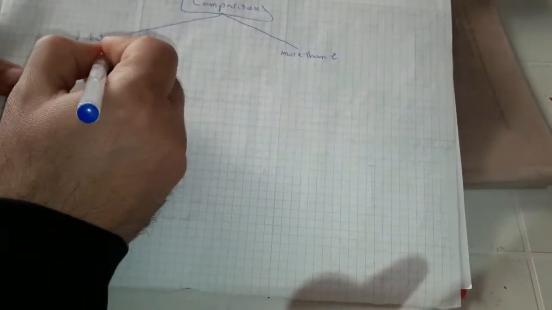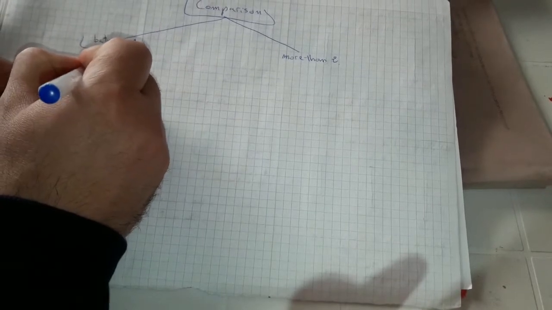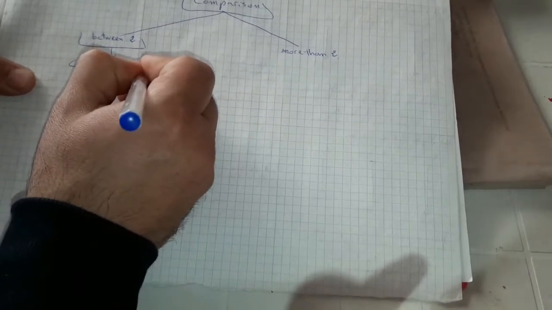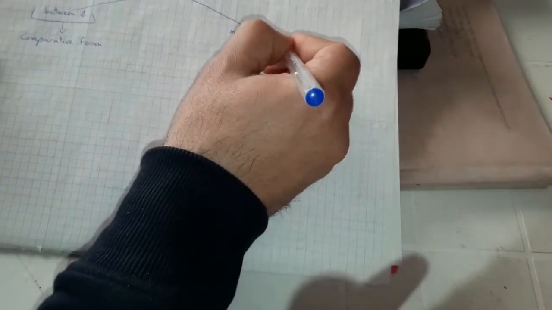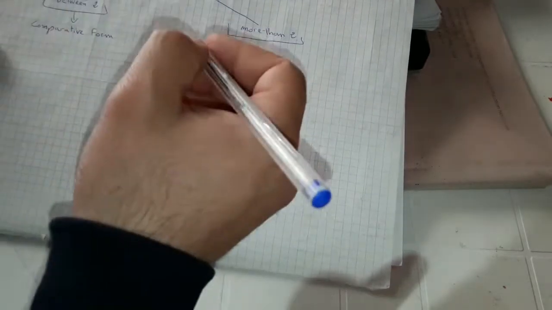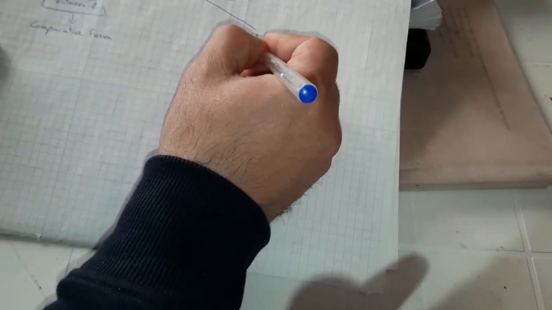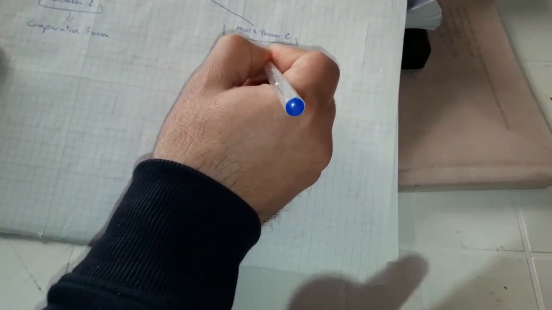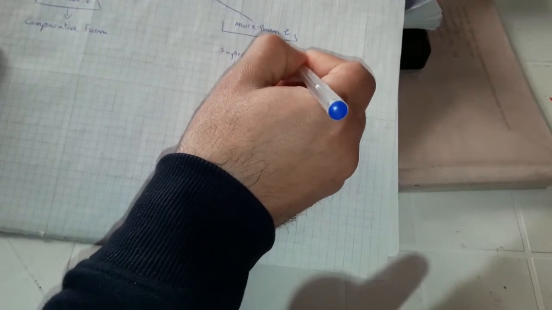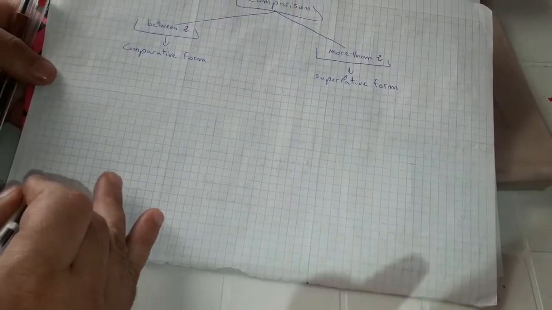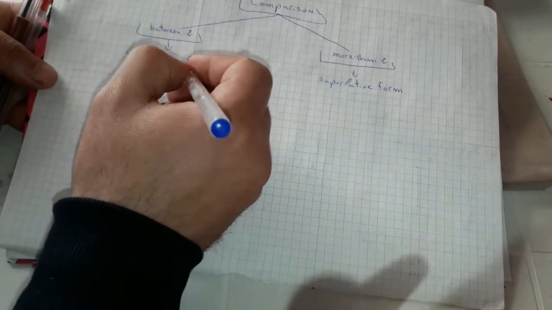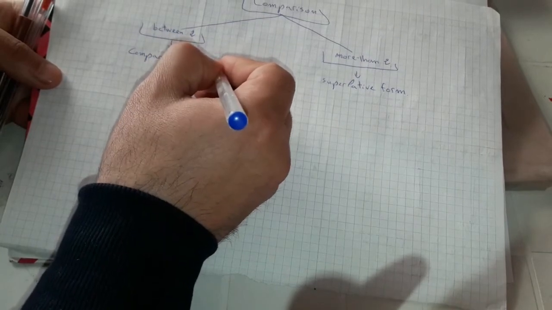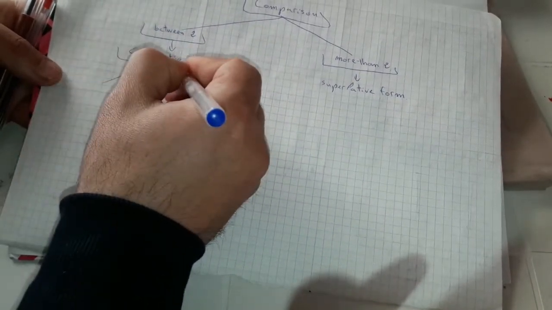If it is a comparison between two, this is what is called the comparative form. And if it is a comparison of more than two, this is what we call the superlative form. Okay? And whether we talk about the comparative form or the superlative form, we are talking about adjectives.